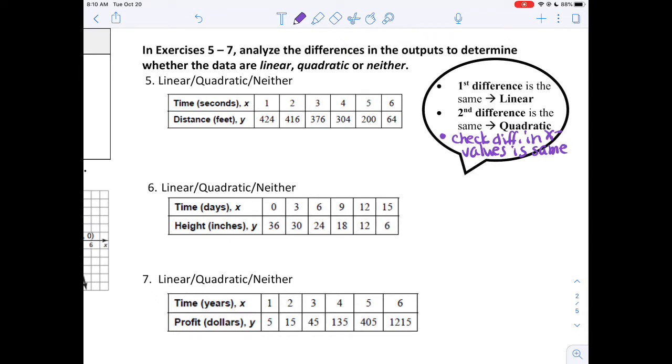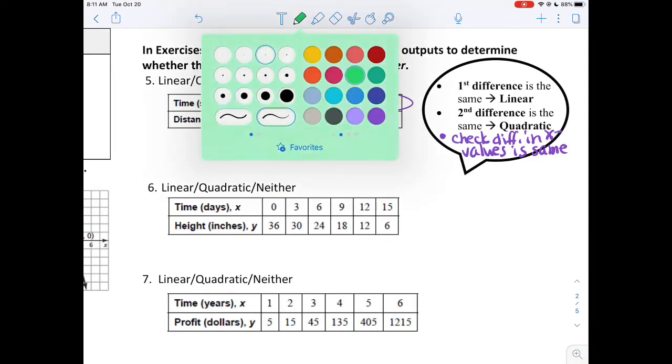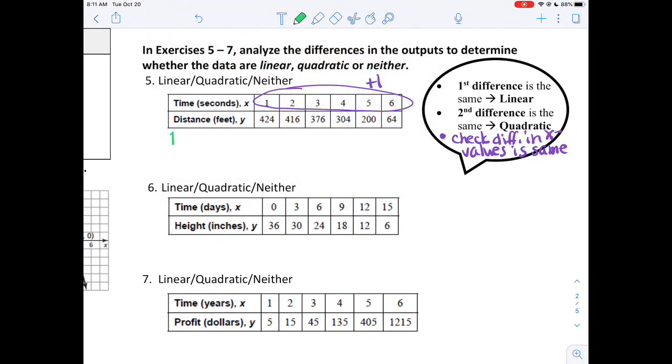So looking at our first example, number 5, the time in seconds, I can see that I'm going up at a constant rate of 1. I have 1, 2, 3, 4, 5, 6, 7. So every time I move from right to left, I'm going up by a positive 1. So that part is good. Now let's look at our first difference.